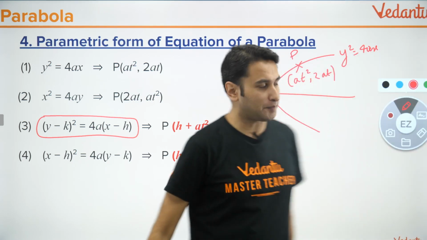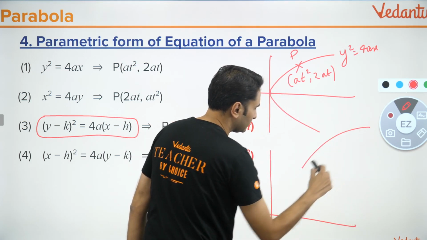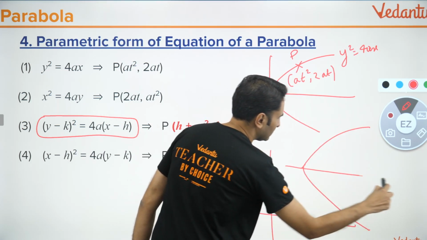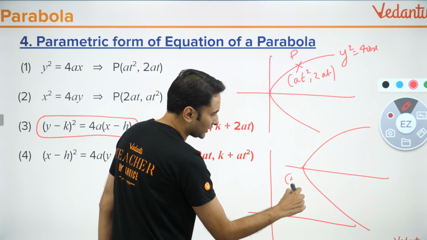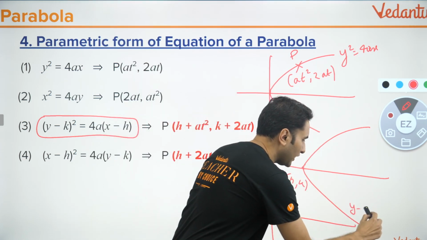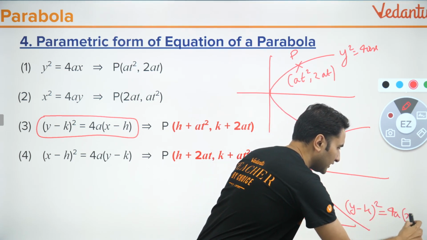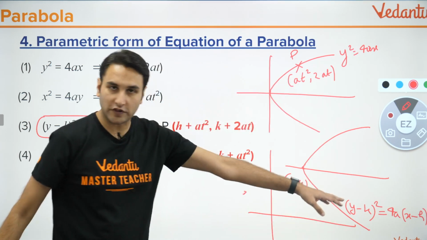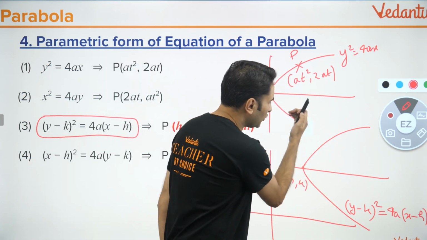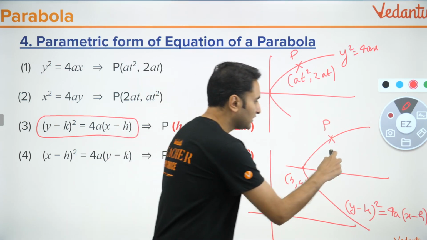So let's talk about a shifted parabola. So this is a shifted parabola, and this point is h comma k. What is the equation of the shifted parabola? (y minus k) whole square is equal to 4a(x minus h). Because the vertex has shifted to h comma k, any point P on the parabola can be written as follows.